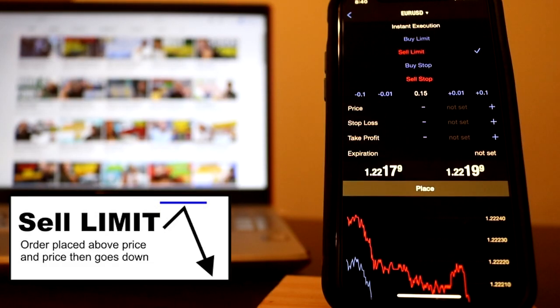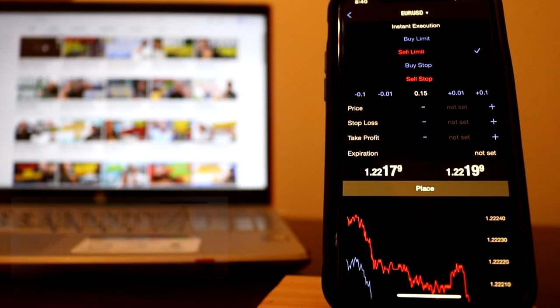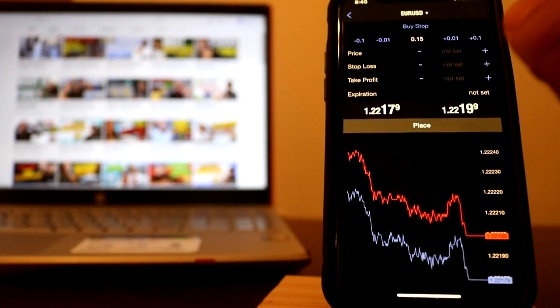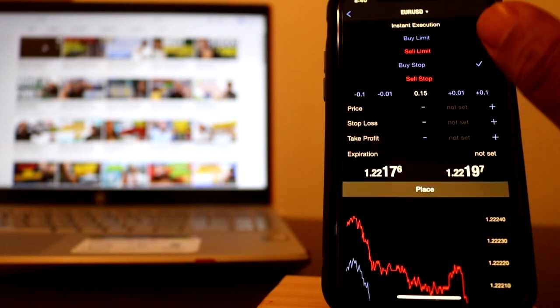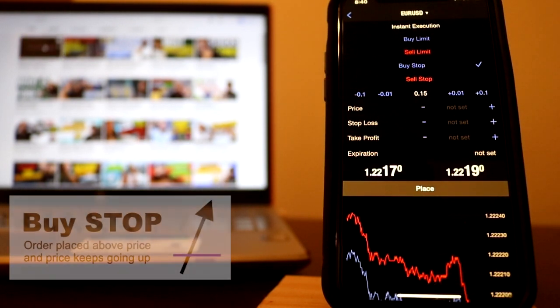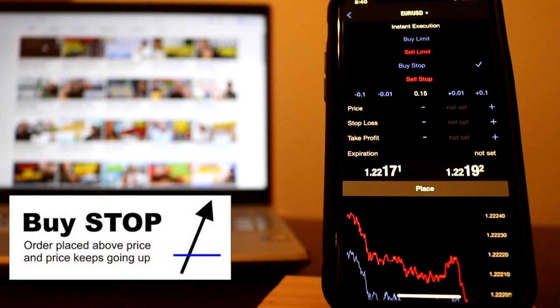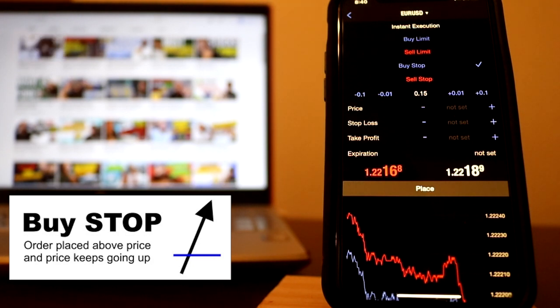Super clean. Now, aside from obviously the instant execution and the limit orders, you actually have the stop orders as well. So you have the buy stop and the sell stop. Now, the buy stop is actually really simple. What the buy stop is pretty much saying is, market right now, we're looking to enter into buys, okay? We're looking to enter into buys.